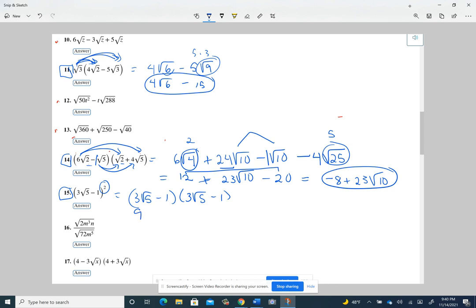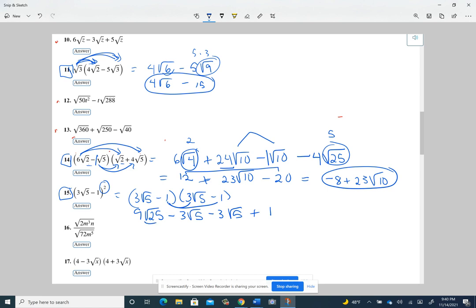So you'll get a 9 on the outside, square root of 25. When you do 3 square root of 5 times negative 1, that's negative 3 square root of 5. Then you come back in and do negative 1 times 3 square root of 5, and you get another negative 3 square root of 5. Then negative 1 times negative 1 would be plus 1.